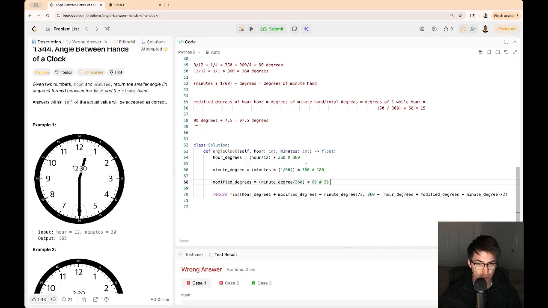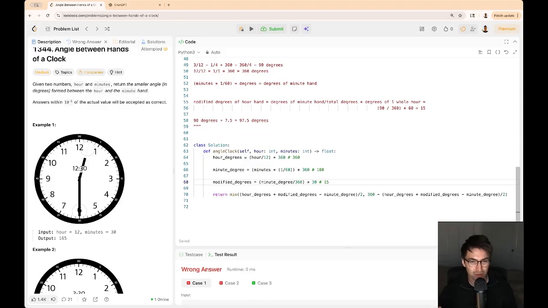No. Minute degrees. 180 divided by 360 is 1/2. 1/2 of 60 is 30. Should I have done 1/2 times 60? Or 1/2 times the amount of degrees of 1 hour, which would be 30. So that'd be 15. That sounds better. 1/2 times 30. It's 15.